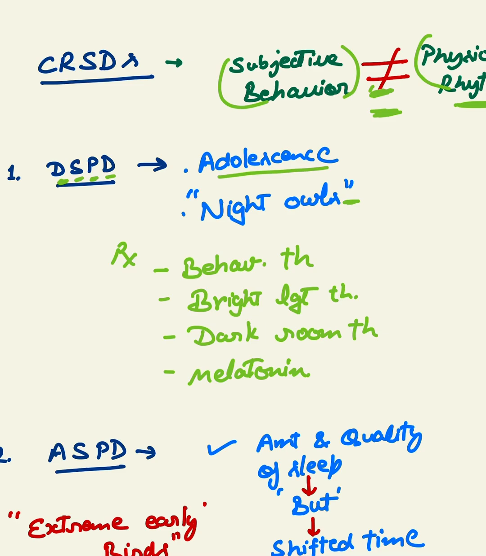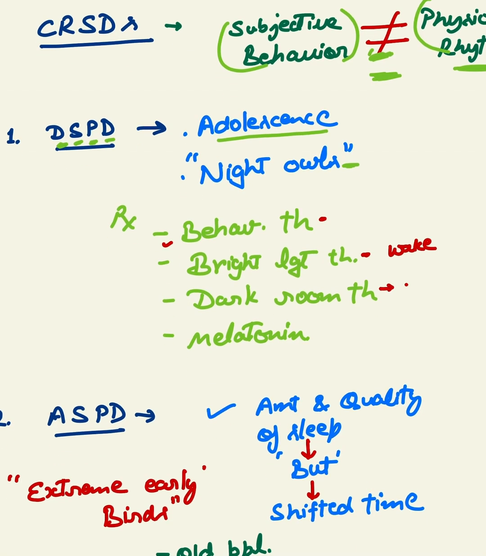And what is the therapy for these kinds of people? Generally, it resolves of its own when these patients go into their 20s, or we can do behavioral therapy. Bright light therapy can be given soon after the patient wakes up, right? And during the night time or in the evening hours, dark room therapy can be provided, or we can give melatonin. Melatonin can be given in the evening hours, several hours before going to sleep. This will be helpful for this kind of patient, right?